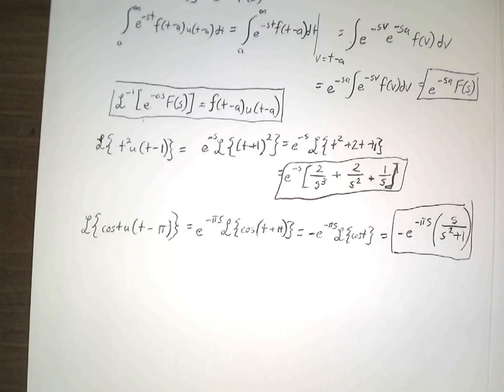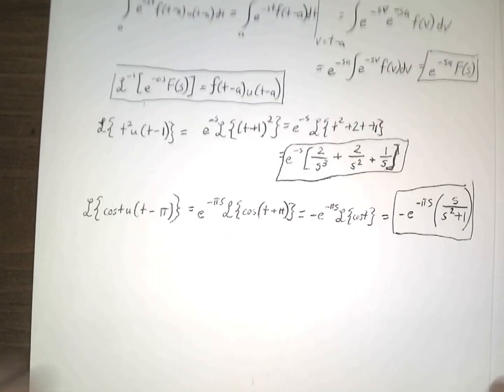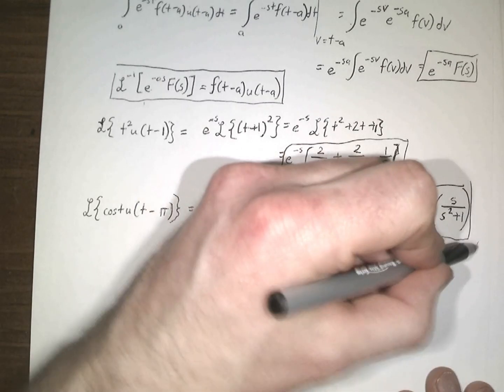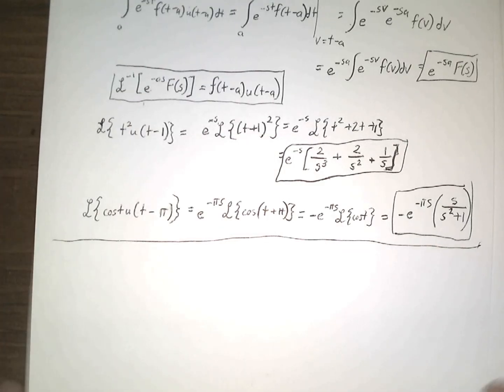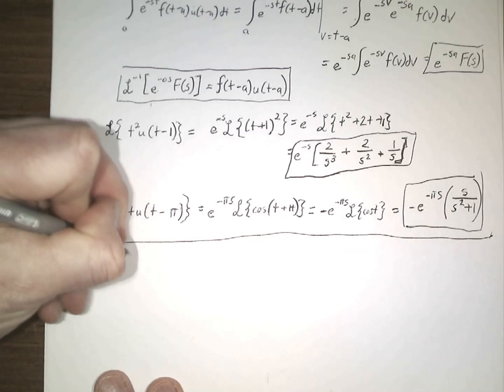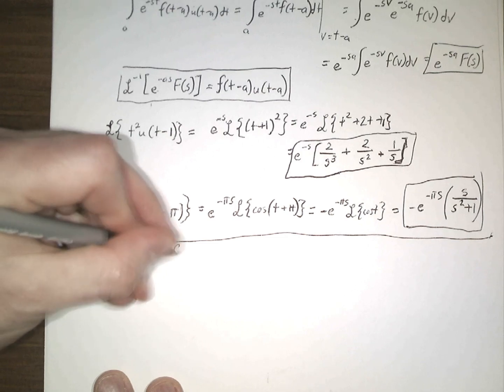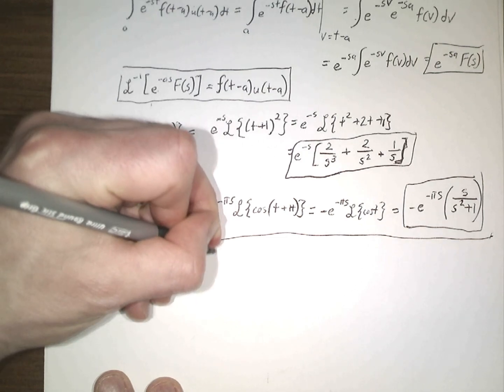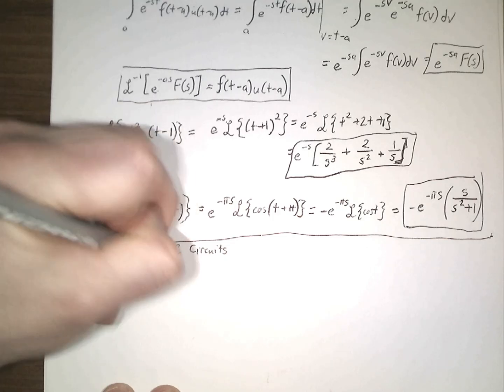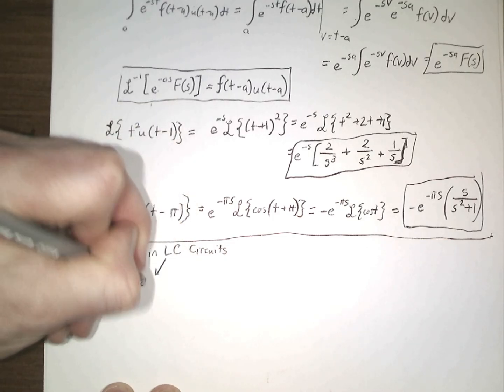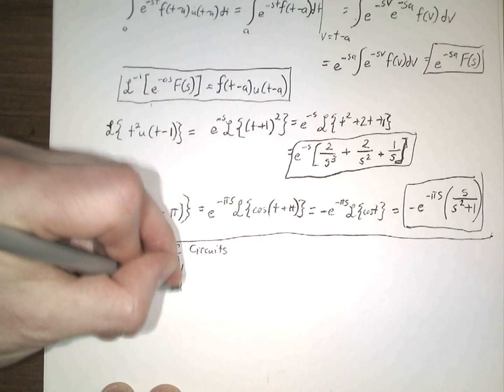So now, last to finish off this topic, we're going to do a little example borrowed from physics. We're going to look at the current in an LC circuit. An LC circuit is one that consists of inductors and capacitors together. So L is an inductor, C is a capacitor.